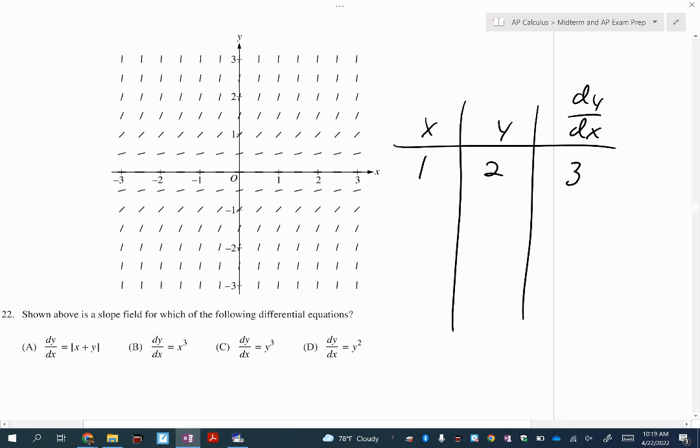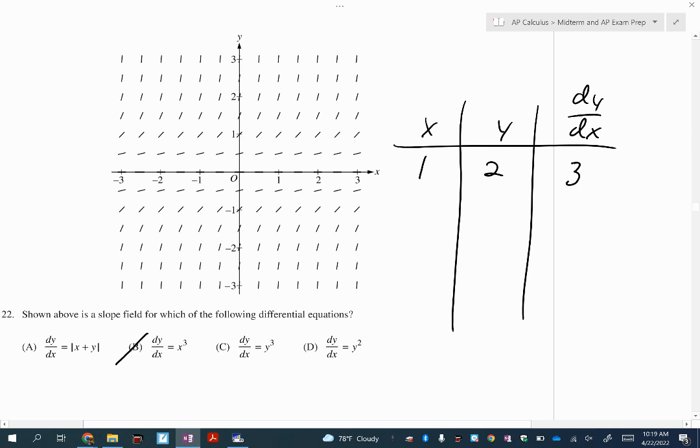All right, let's do this one. What's 1 cubed? 1. That looks much steeper than 1, right? This one looks to me like a 1. So at 1, 2, that looks steeper than 1. So is it going to be B? No. So it's not going to be B.